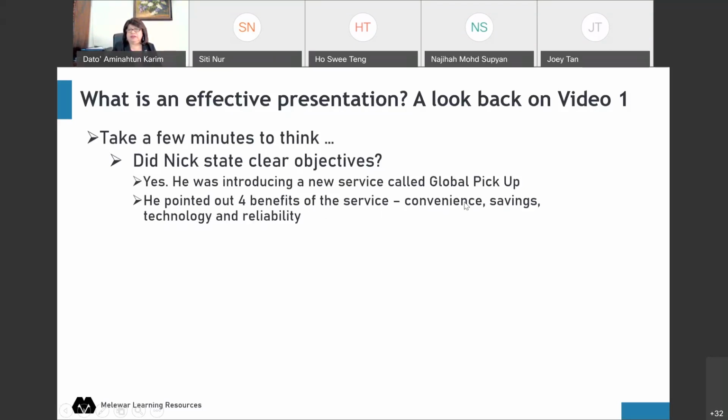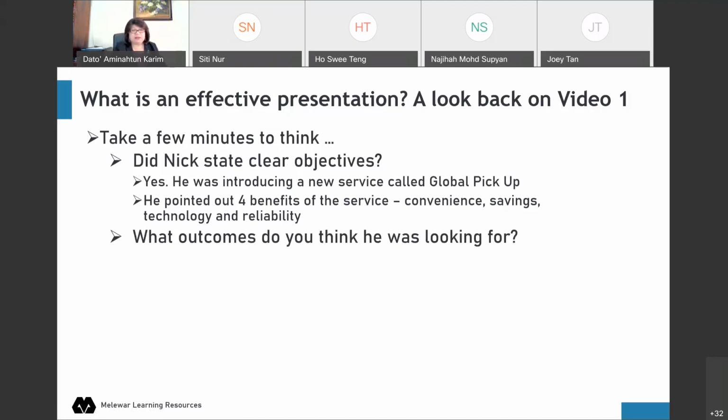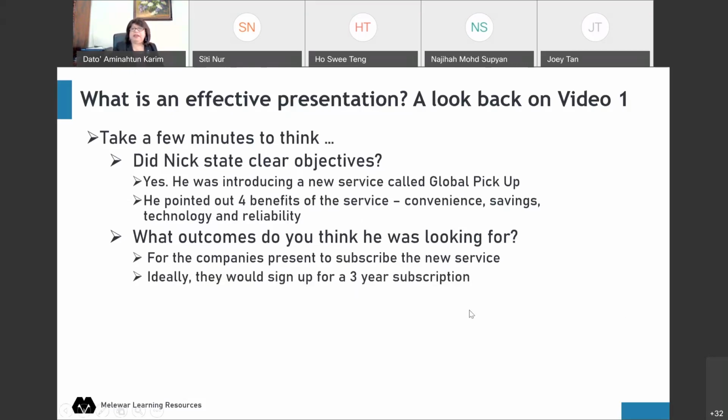You can read it there. Convenience. I can't see, I'm blocked. Technology and reliability. Yeah, there are 4 benefits of the service: convenience, savings, technology, and reliability. So, what outcomes do you think he was looking for? Did you catch what outcomes he was looking for? Yeah, this is the outcome: for the companies present to subscribe to the new service. That is the outcome he wanted, right? Do you agree? Yes? Right. Okay. That's the outcome he was looking for. And ideally, further to that, he wanted the companies to sign up for at least a 3-year subscription. Correct? Right. Okay, we move on.